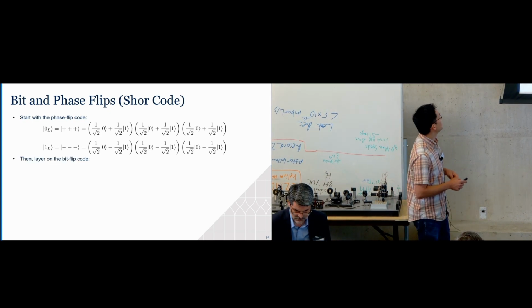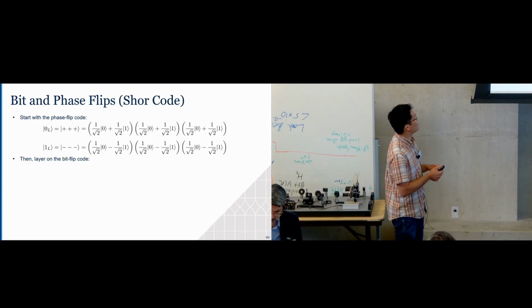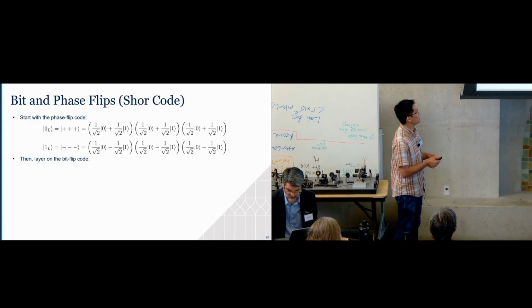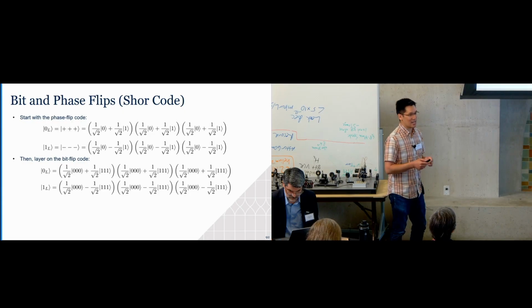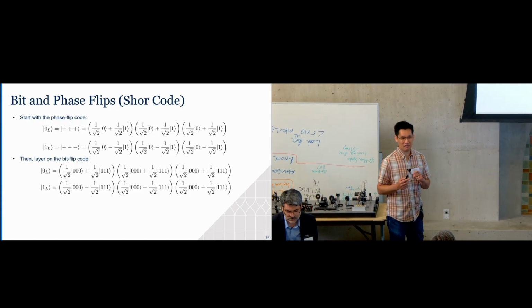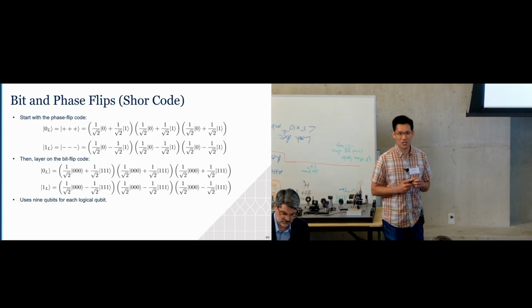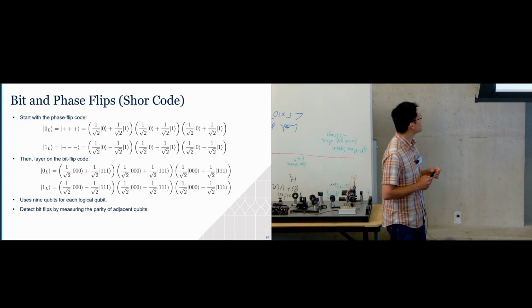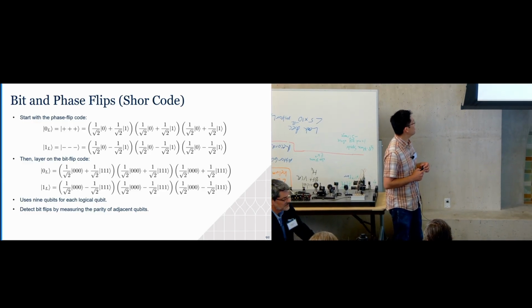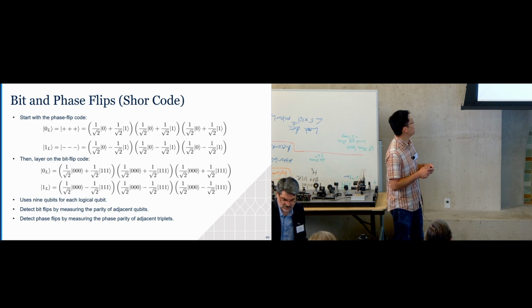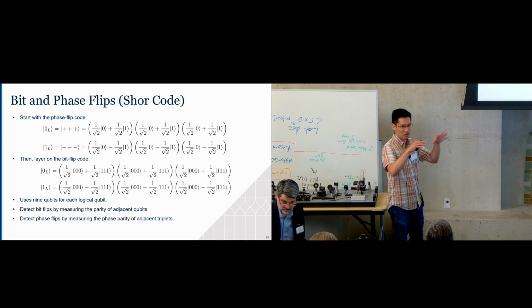And now we can layer on the bit flip code. So this 0 will be replaced with 3 zeros and 3 ones. This will be 3 zeros and 3 ones and 3 zeros and 3 ones, like that. And now this can correct both bit flips and phase flips, and this involves 9 physical qubits for each logical qubit. And you can detect the bit flips, again, by measuring the parity of adjacent qubits, and phase flips by measuring the parities of this triplet compared to that triplet and so forth.